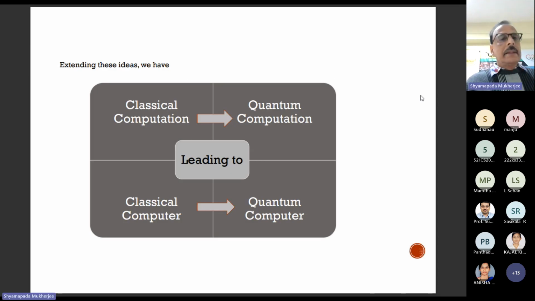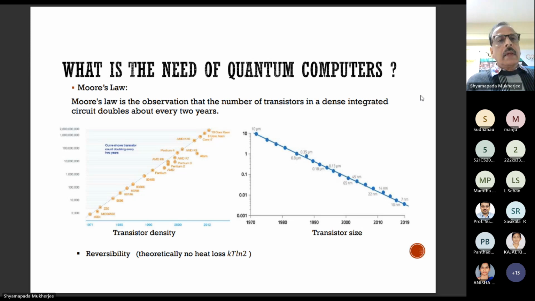So in that sense, extending this idea, we extend classical computation to quantum computation at the atomic scale. Similarly, the device of the classical computer is now devised into a quantum computer, which works at the atomic scale. Now, what is the need for these quantum computers?